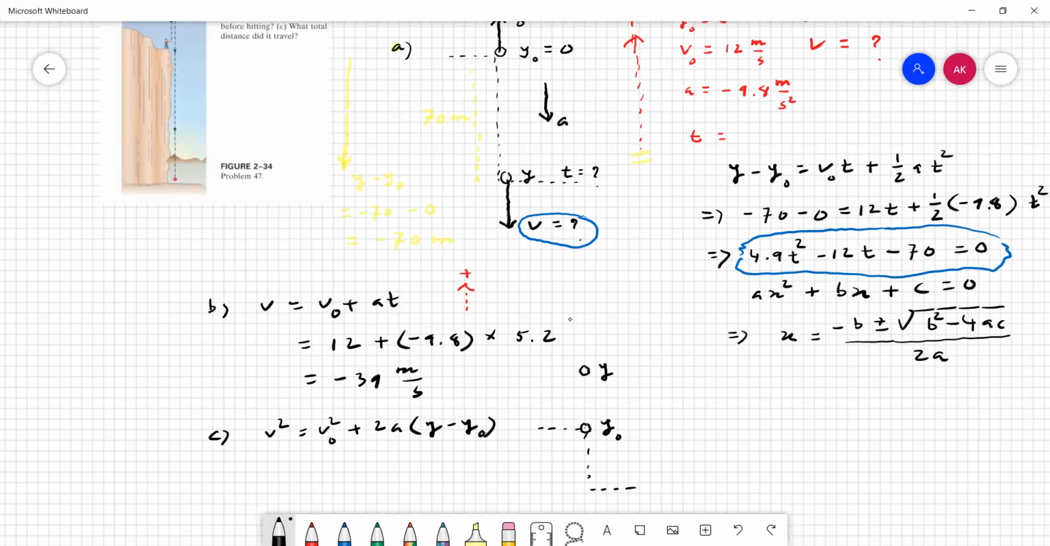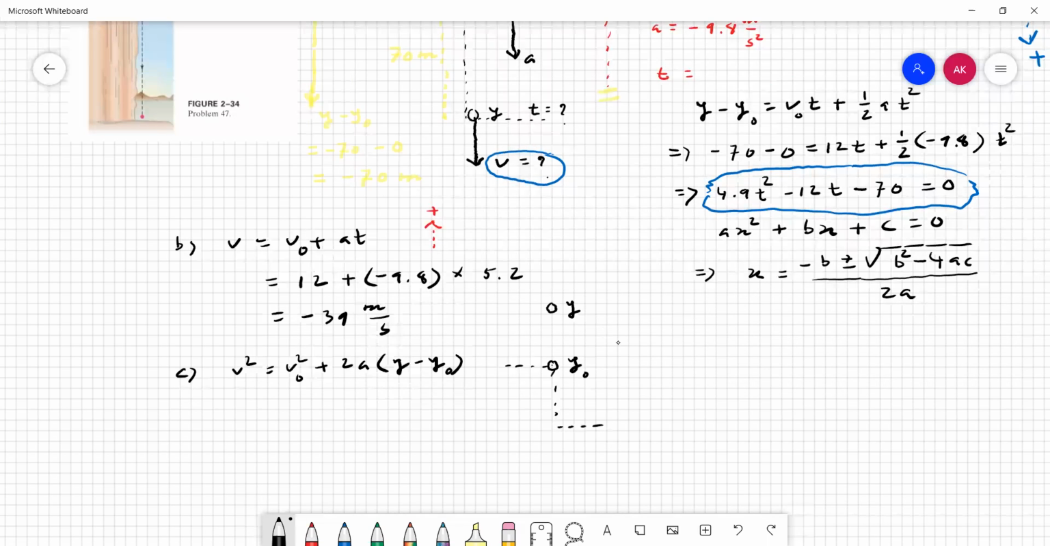Clear? Could you go over that, please? Do you want me to repeat? Yes, please. Okay, so I'm going to delete everything at this point, and I also want to delete this one. First, I would like to find the max height the stone reached. I will draw the diagram.